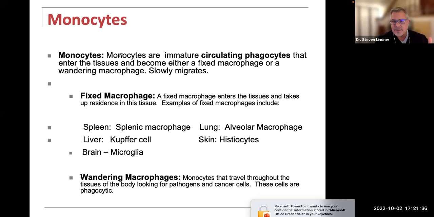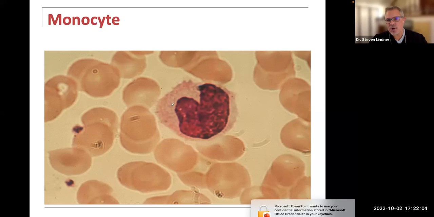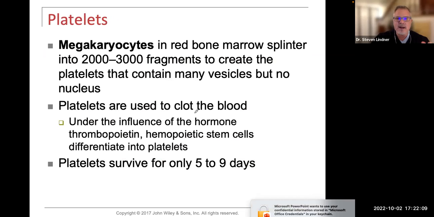Now remember the monocytes. These are circulating phagocytes. They're always in circulation until they migrate into a tissue, where they become a macrophage. If they're in the spleen, it's called a splenic macrophage. If it's in the liver, it's called a Kupffer cell. In the brain, it's called a microglial cell. In the lung, they're called alveolar macrophages. And in the skin, they can be referred to as histiocytes. Here's a large cell. You can see it's kidney bean shaped. It's agranular. So that is a monocyte.